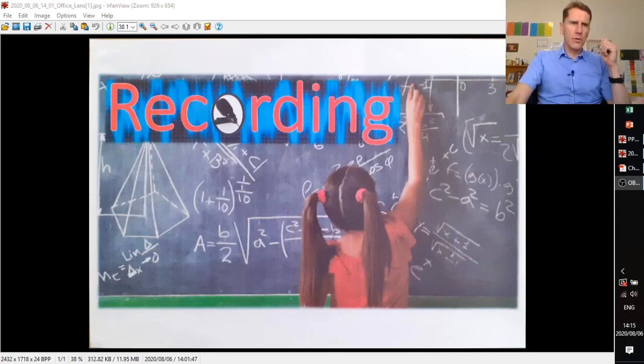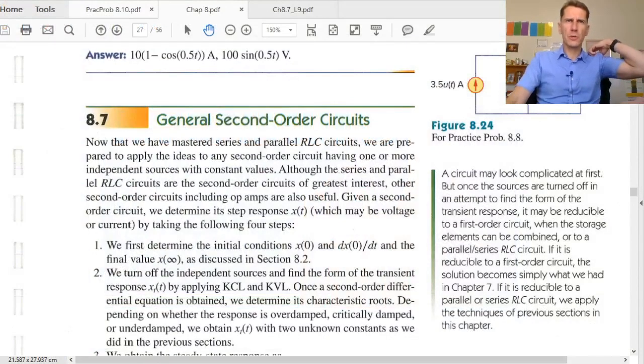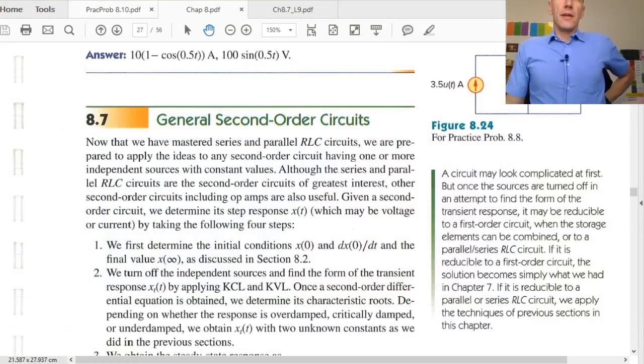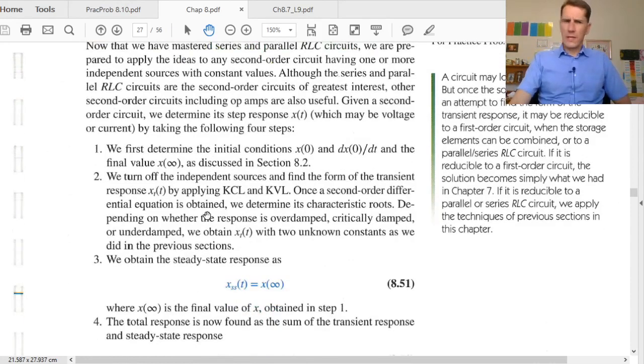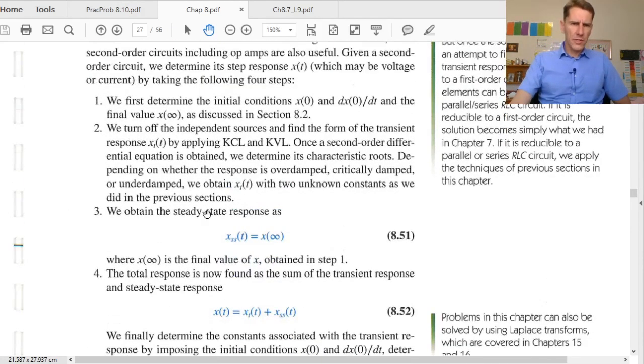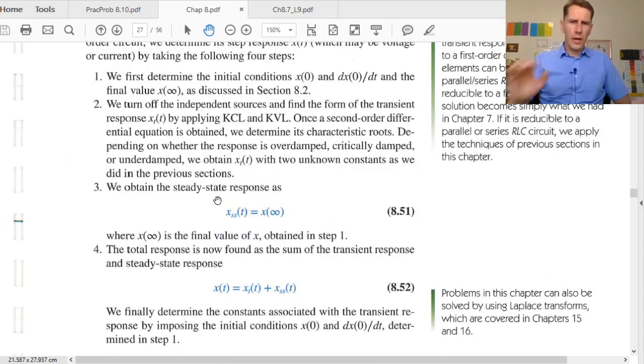Okay, let's go over to chapter 8.7. Now there is a nice step by step. There are 4 steps. Let me just get on the right page on this screen. There we go. Now you can see the hand. So they've got 4 steps listed there, the process that you need to follow. So it's pretty nicely described. I can't really add to that.